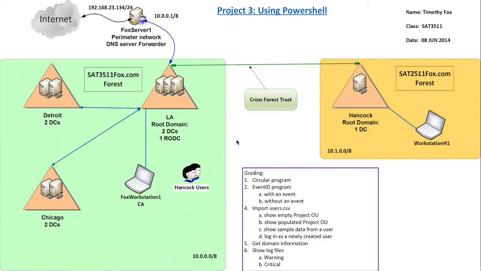I'm going to demonstrate Project 3 using PowerShell for class SAT 3511. The grading criteria for this project is below, labeled 1 through 6. I will be covering each one of those in detail. The only change I've made to both forests is on the SAT 3511 fox.com. Under that, you'll see Workstation 1 is now the CA. And I will be demonstrating that when I demonstrate the circular program.